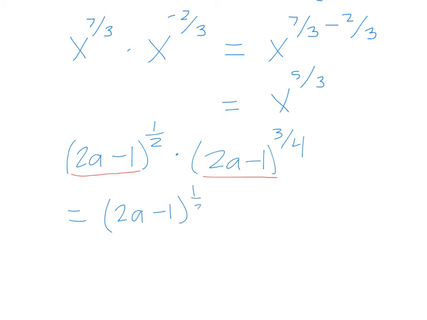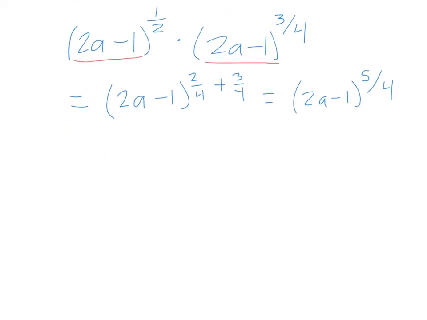So 1/2 plus 3/4. So we need to get a common denominator here. Well, we can rewrite that 1/2 with denominator of 4, so that's 2/4. So we end up with our base, 2a minus 1. Adding those together, we get exponent of 5/4.